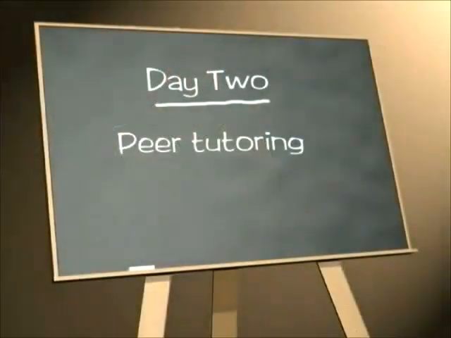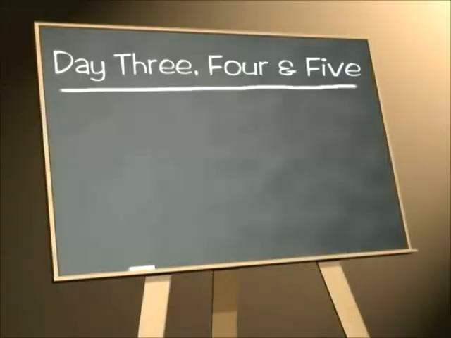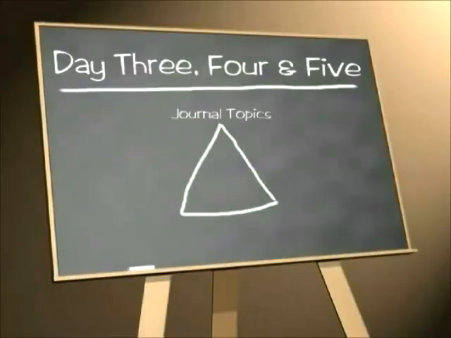Day 2 is peer tutoring, cross-age tutoring, taking older kids and younger kids, pairing them together, and it's a tremendous learning experience for both groups. Day 3, 4, and 5 is a triangle that surrounds the child. We're trying to unlock what is important to that child and get that child motivated and learning every day. And the triangle that surrounds that child is using journal topics, using walk and talk, and using interest inventories.